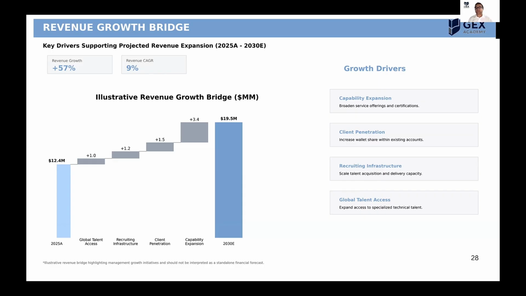So the whole revenue bridge concept provides a framework for thinking about the various initiatives that management believes can contribute to future revenue expansion, right? So rather than relying on a single growth lever, the company is pursuing multiple initiatives simultaneously, right? Which can help diversify the execution risk. So let's talk through each of those drivers. Again, we talked about this before, the capability expansion. First growth driver, capability expansion.